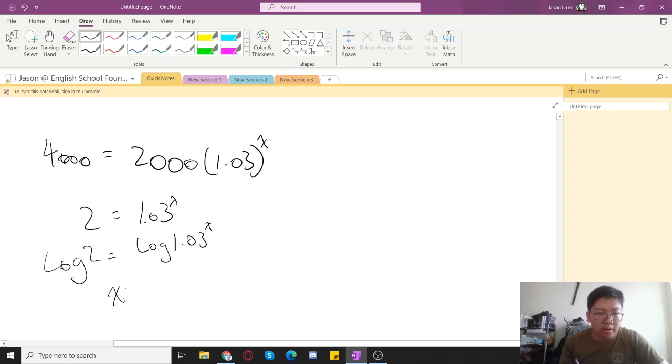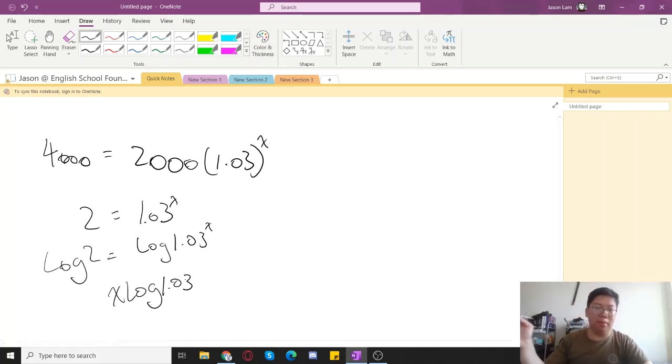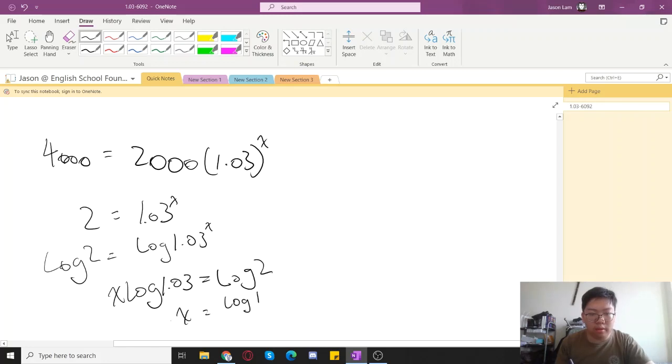Actually, I should probably write it out properly. x log 1.03. That's the log rule. If it's still a power, you can treat it as a multiply sign of log, and you can convert it back as well. But here we're just going to put it out because now we can isolate x. So x is log 1.23 over log 2. Do it yourself.